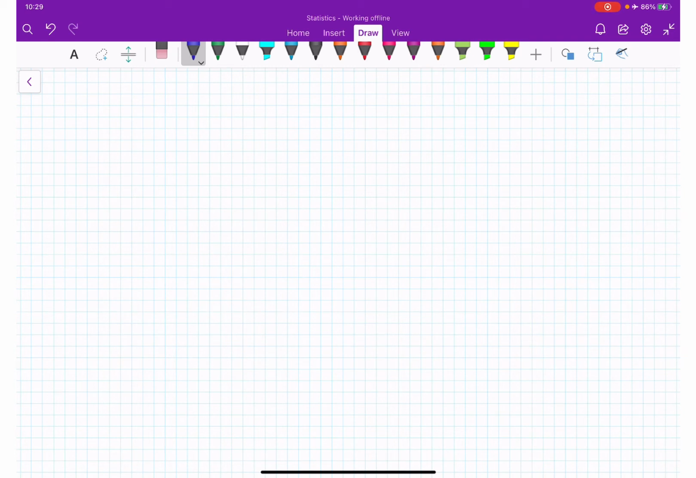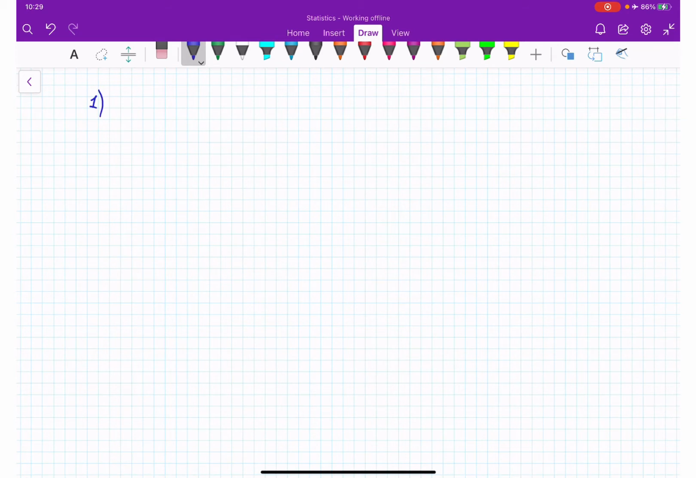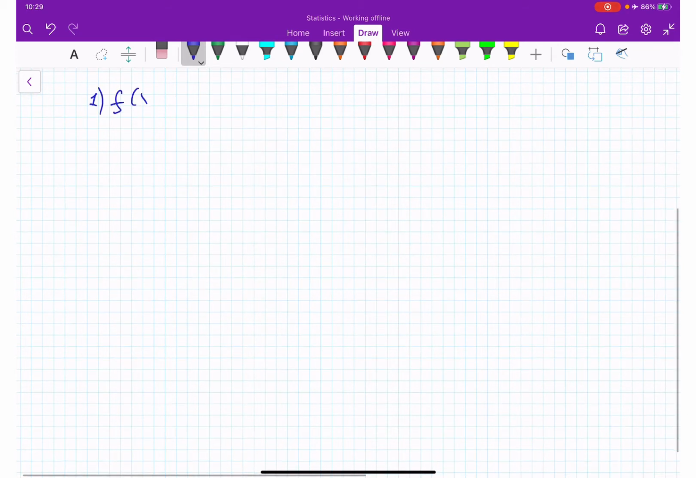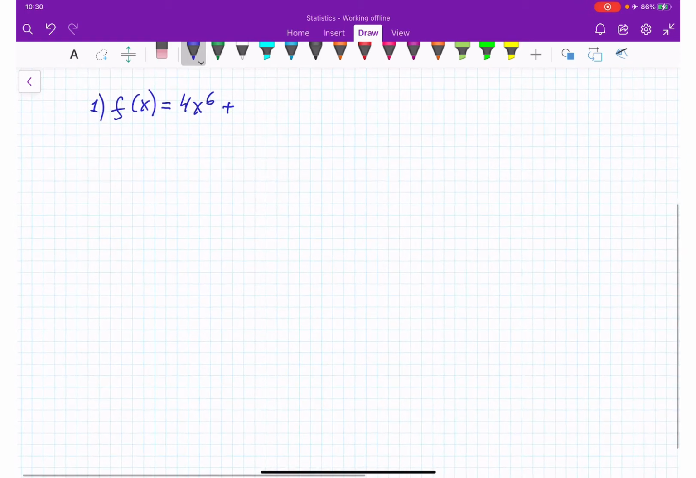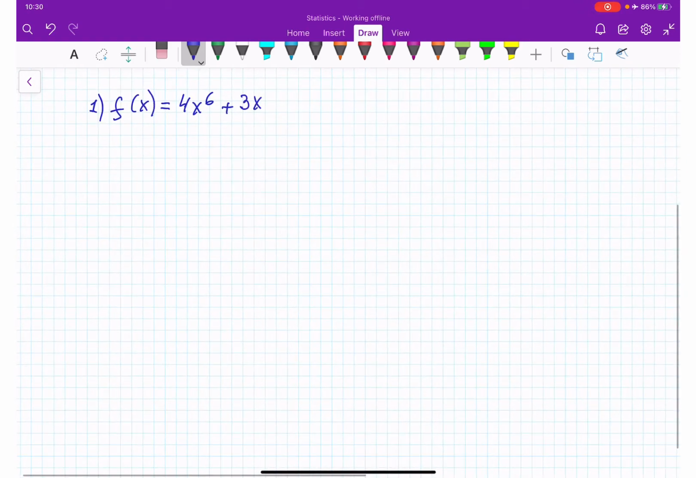Okay, question number 1. We have f of x is equal to 4x to the 6 plus 3x cubed. We need to determine whether this function is a polynomial function or not. If it is, we need to identify the degree.